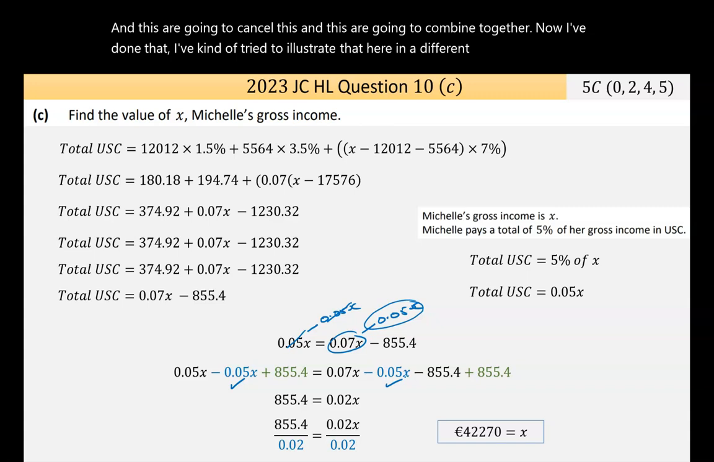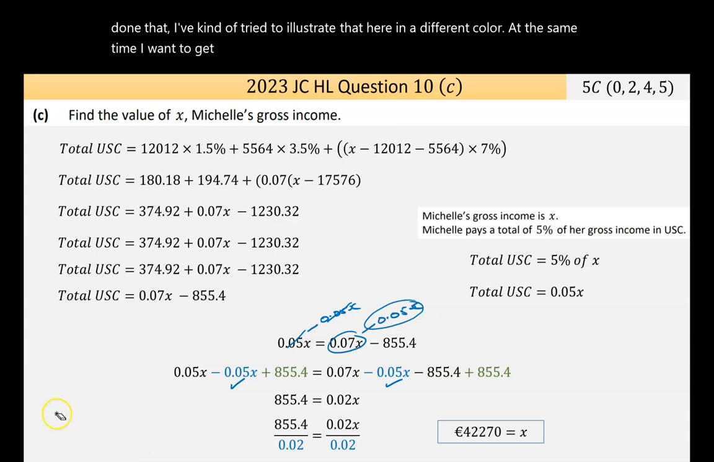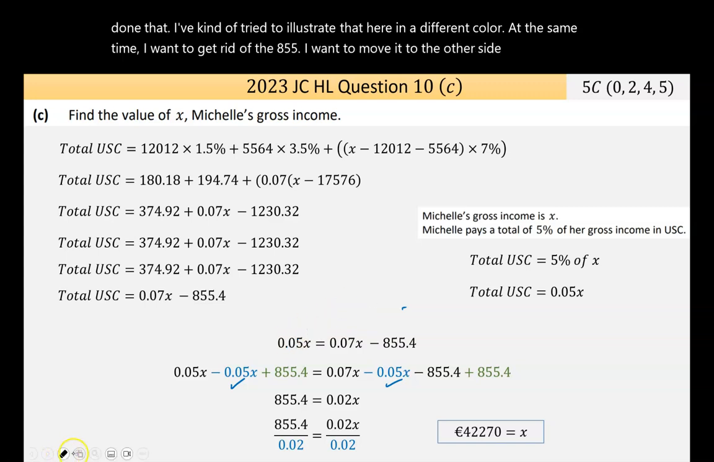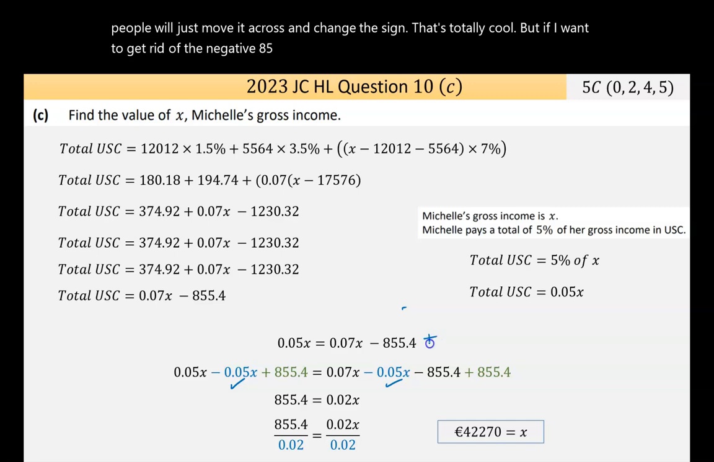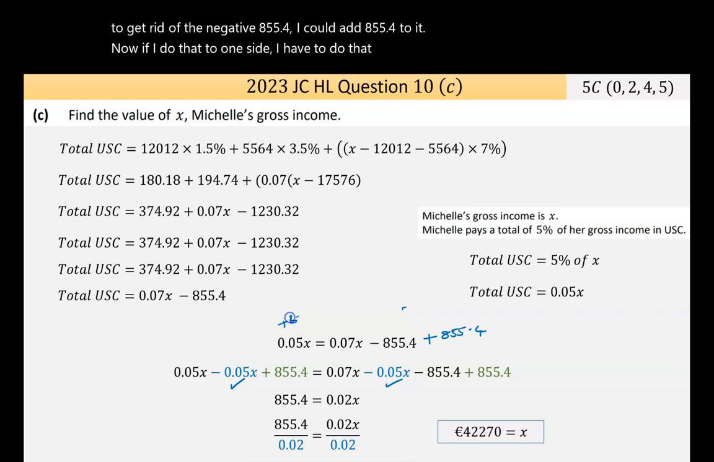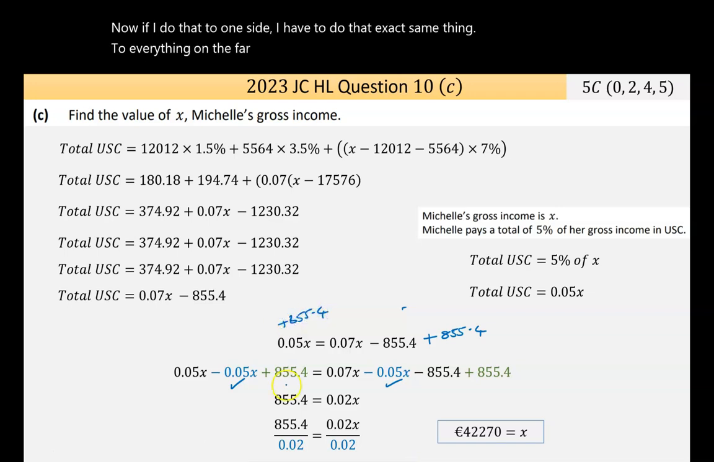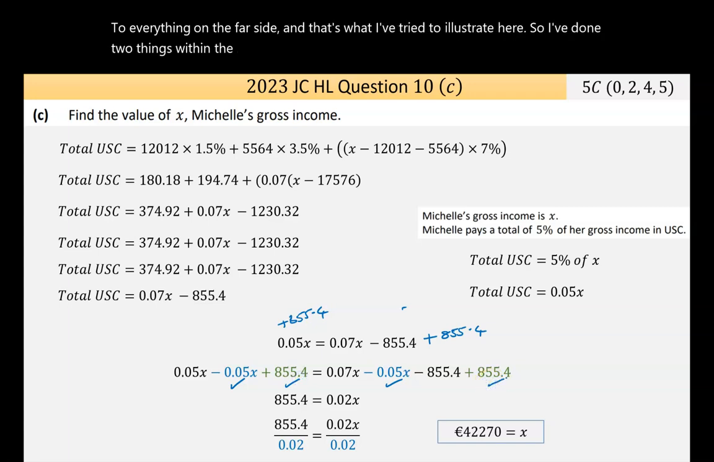Now at the same time, I want to get rid of the 855. I want to move it to the other side. Some people will just move it across and change the sign, and that's totally cool. But if I want to get rid of the negative 855.4, I could add 855.4 to it. If I do that to one side, I have to do that exact same thing to everything on the far side, and that's what I've tried to illustrate here. So I've done two things within the same step, which I don't normally like to do, but I was running out of page, so I said I'd better tighten it up.